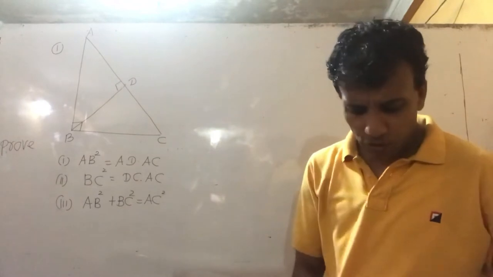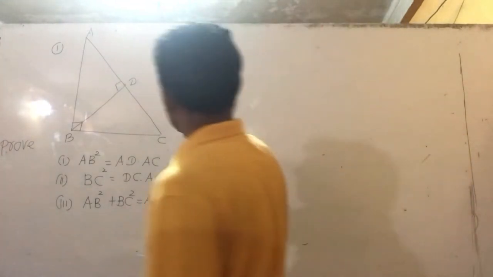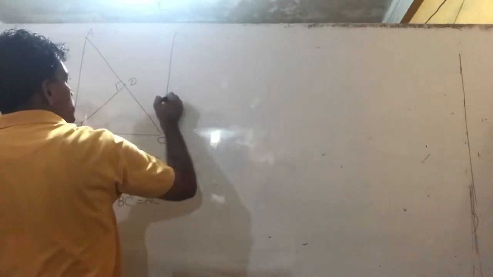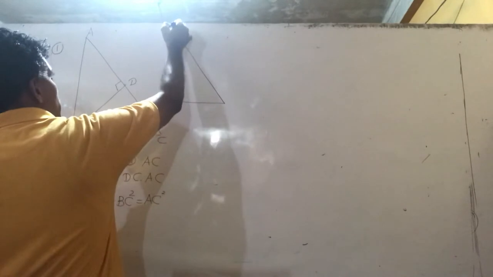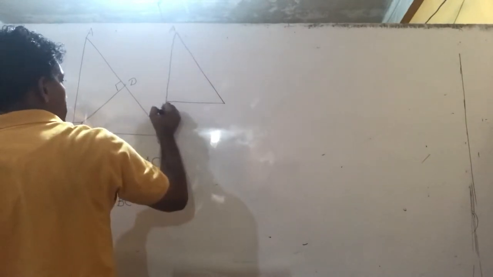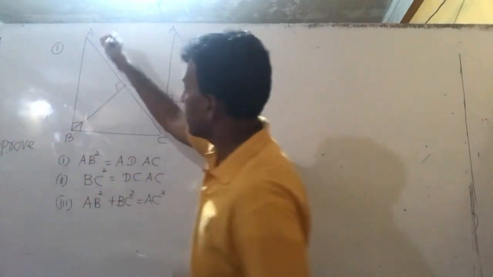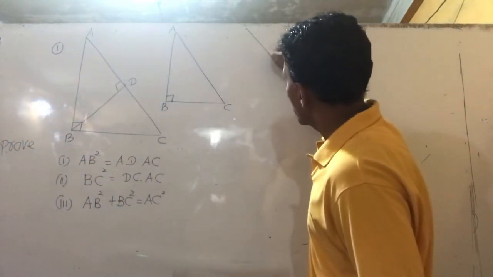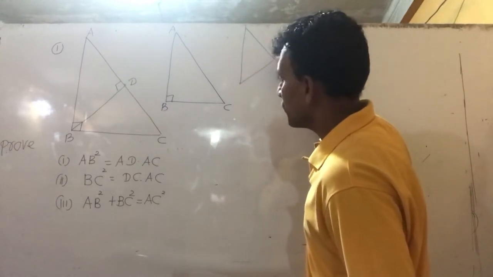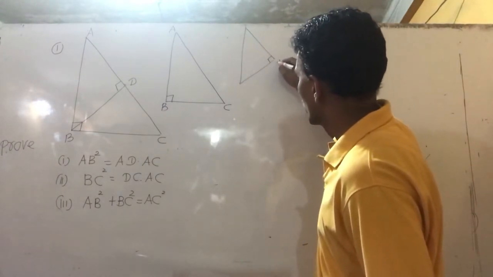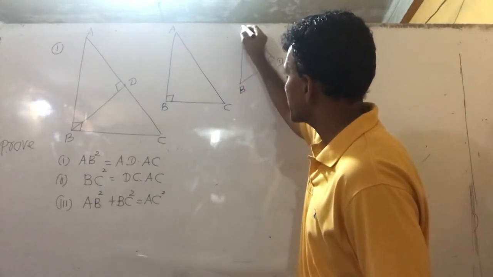Complete it. For your convenience, I can draw a separate diagram. I'll show that. See? It's a big triangle, right angle, I say ABC. And take the other one above, like this. If you separate the diagram, it is easy to identify. That's why I'm drawing this second diagram. But in the exam, the second sketch is not necessary.